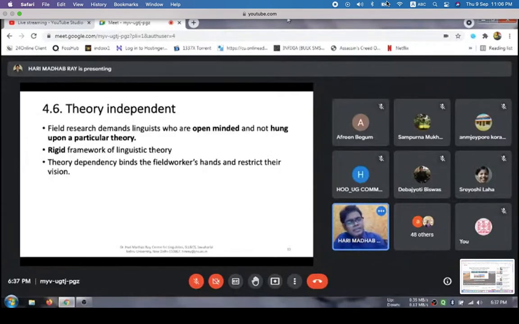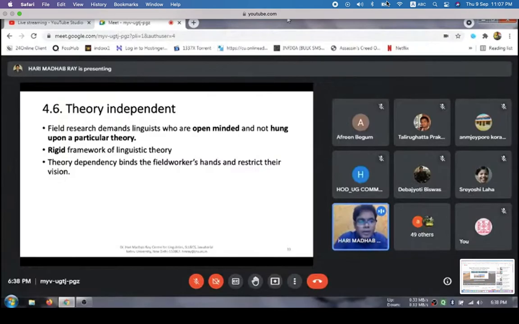And so this is one. And another thing, this is the last slide: theory independent. Your research is driven by either inductive generalization or deductive generalization. There are some people who are so rigid in their approach. They have certain theories in their mind, and they are proving their theory and collecting data to prove their theory. No, you should be open-minded and should not hang on to a particular theory, whoever proposed that theory, whether it's Chomsky or whoever, for that matter. You should not be theory blind. Theory dependency blinds the fieldworker and restricts the vision. As a result, you are restricting your vision also.